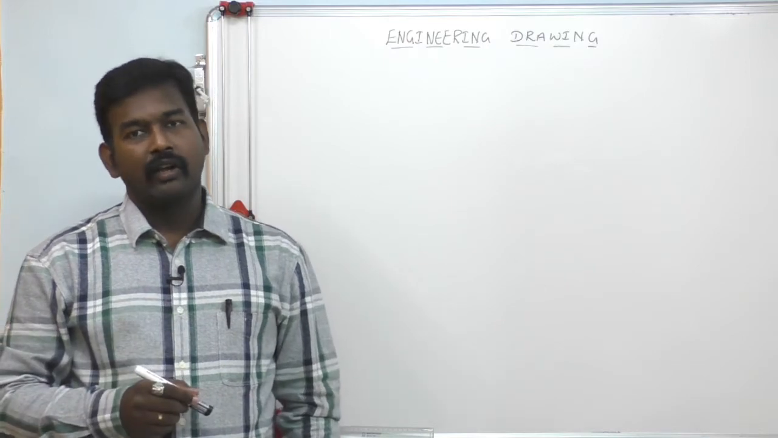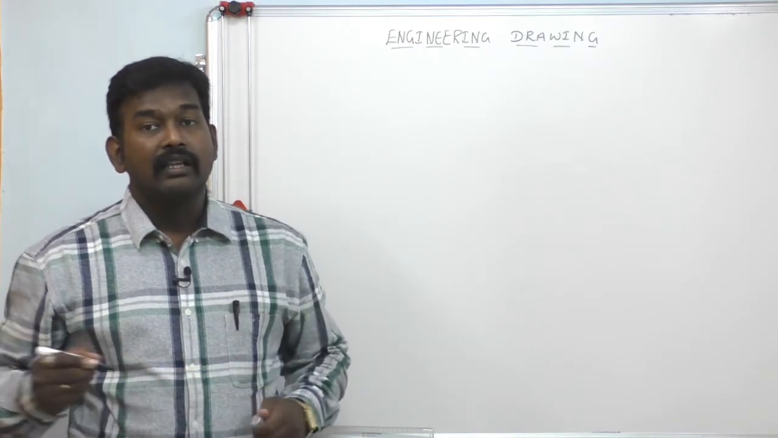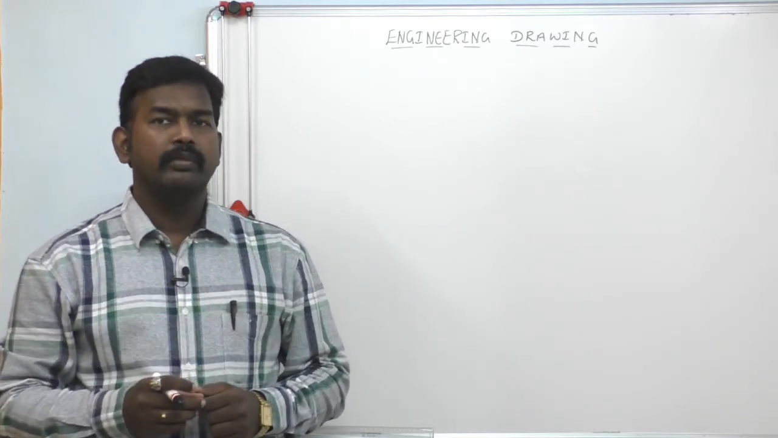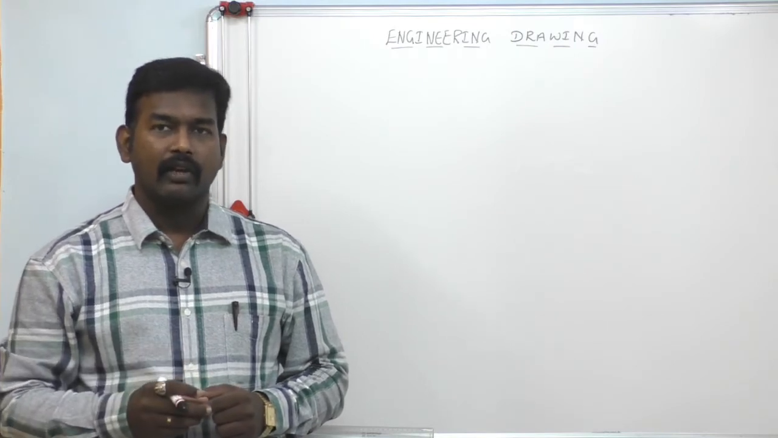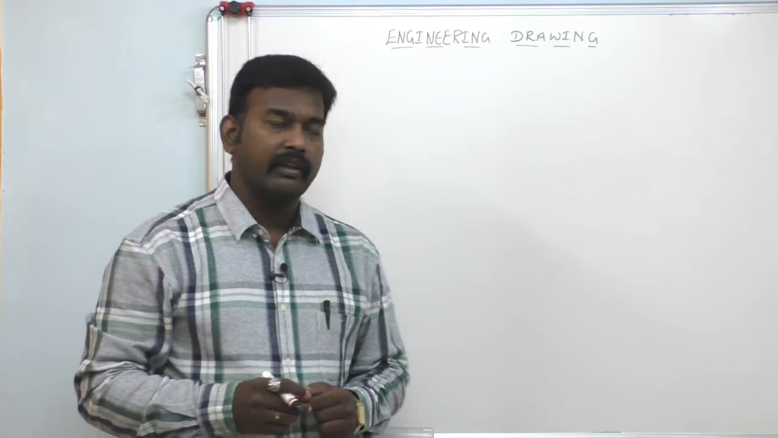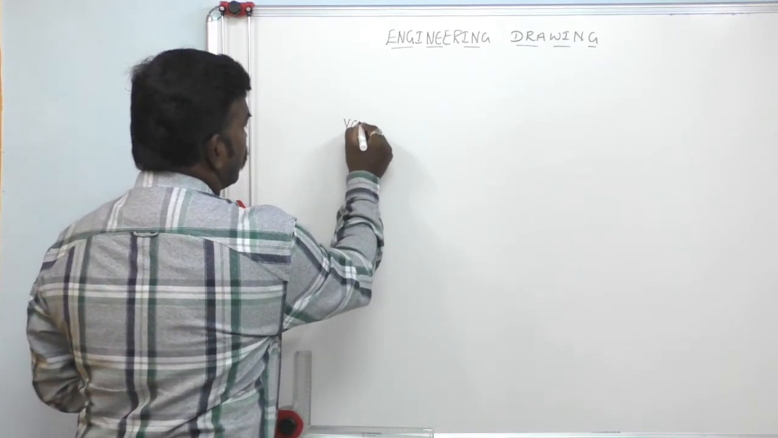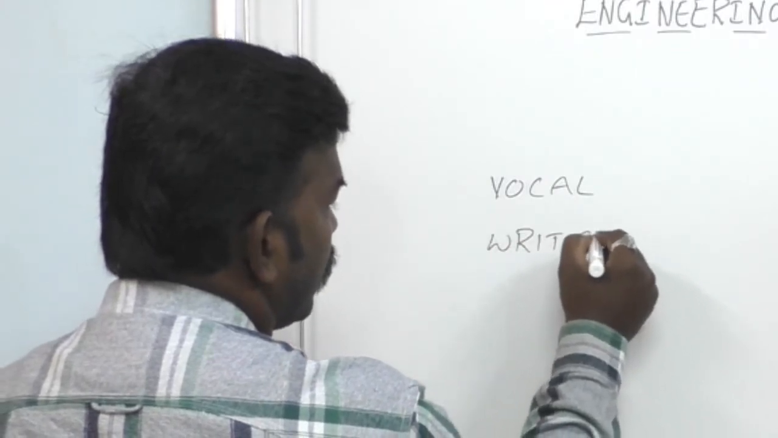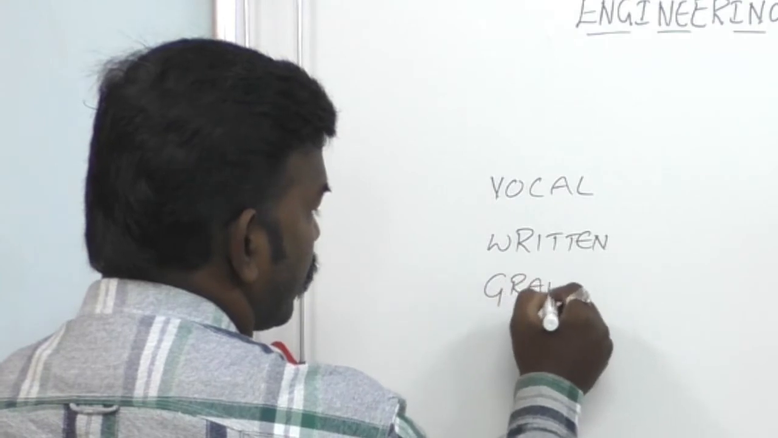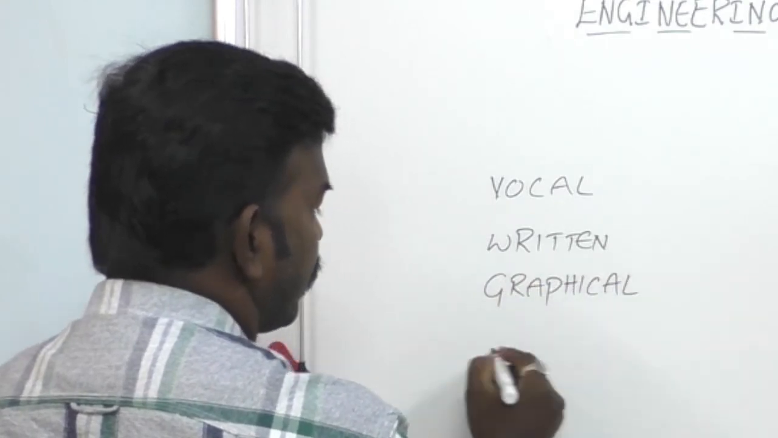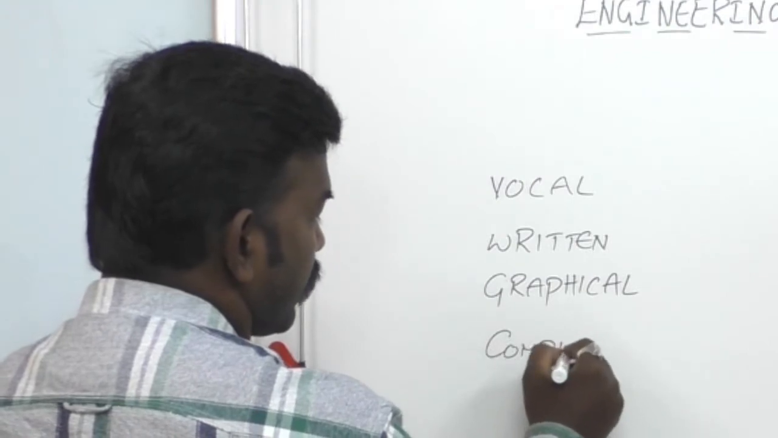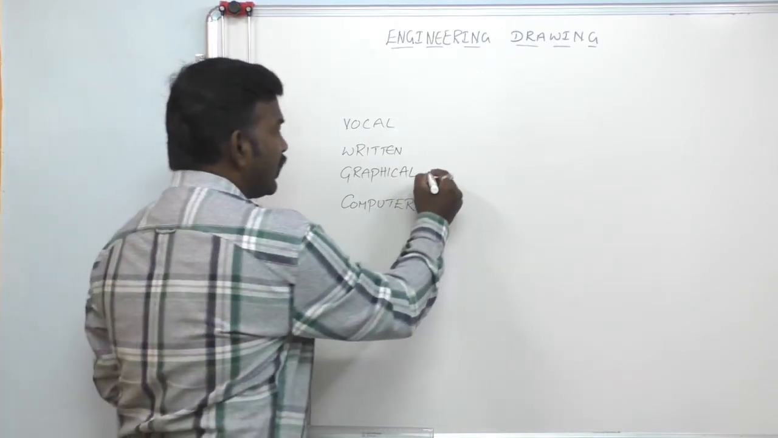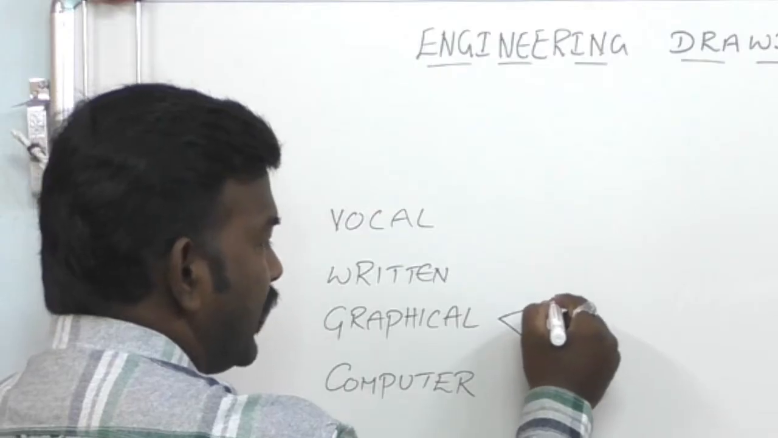So what is a drawing? It is a graphical representation and is a universal language. So what is meant by language? The communication between two persons is called language. How many types of languages do we have? Vocal language, written language, graphical language, and computer language. Again, graphical language is classified into two things.